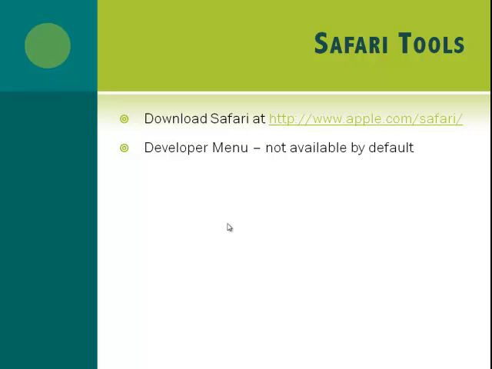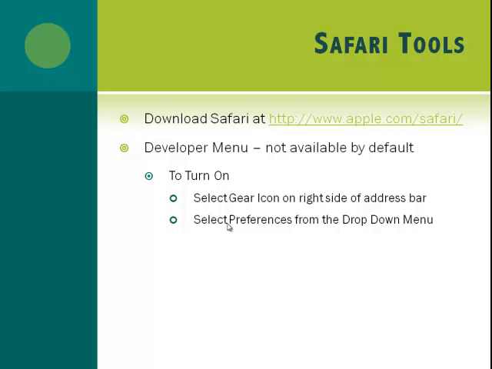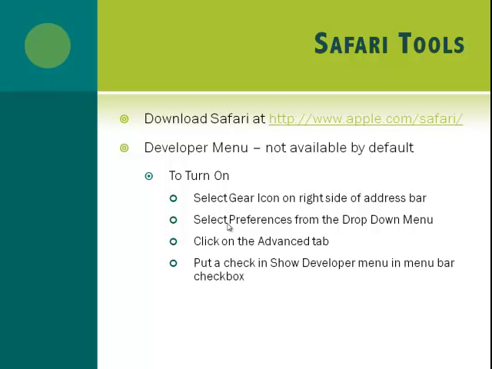By default, the developer menu is not available, but it's not a download. All you need to do is go to the gear icon on the right side of the address bar, and it's a drop-down box. And from that drop-down menu, you're going to select Preferences. And there will be a bunch of different tabs across the top. Choose the Advanced tab. And then at the very bottom of the Advanced tab, it will show you a checkbox with the label Show Develop Menu in Menu Bar. Put a check in there, and that will enable the developer menu to show.